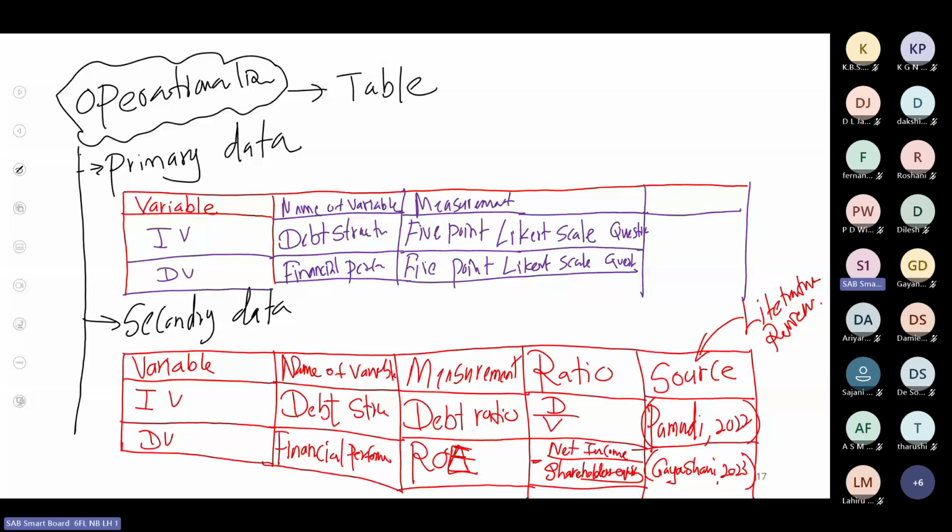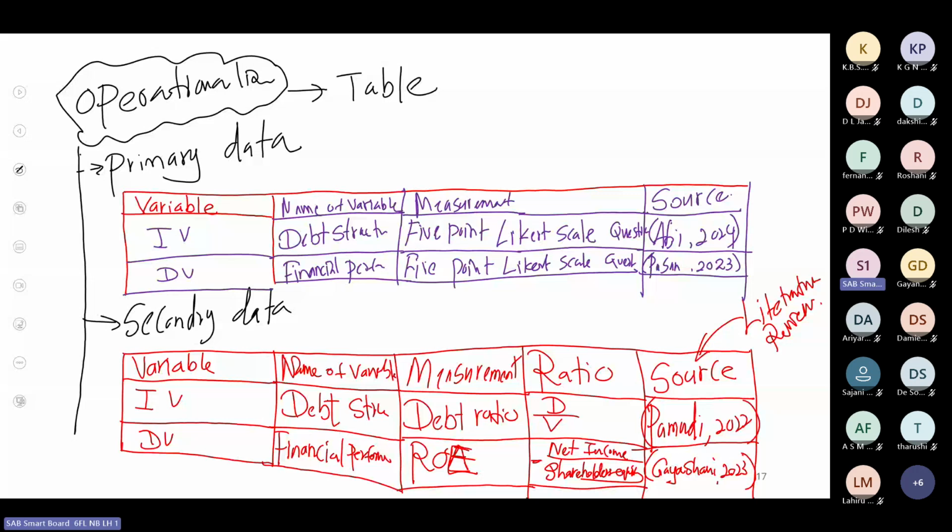We take things that someone has already done, right? So the source might sometimes be Abhi 2024. Whatever the name, you can write it down. Here it is Pasan 2024. Hope you are clear on the operationalization.